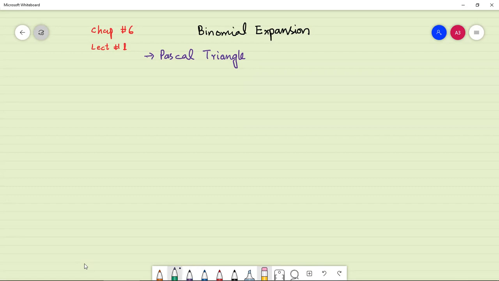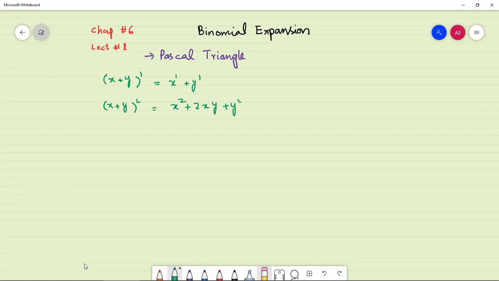For example, we have learned that if we have (x + y)^1, how can we expand this? This is exactly equal to x^1 + y^1. Then if I have (x + y)^2, how can I expand this? We have already learned the formula for this, (x + y) whole square. The first basic algebraic identity is that it is equal to x^2 + 2xy + y^2.